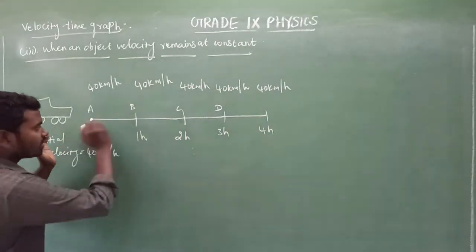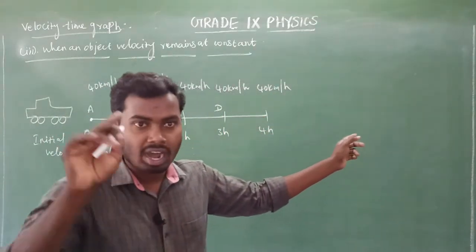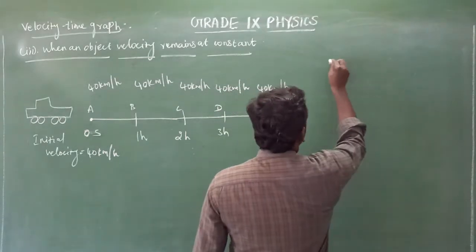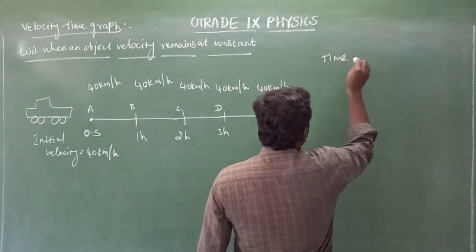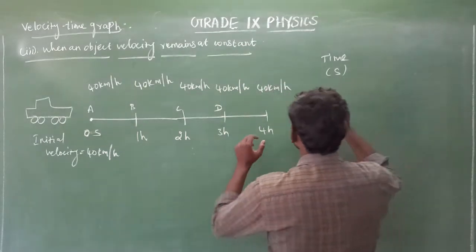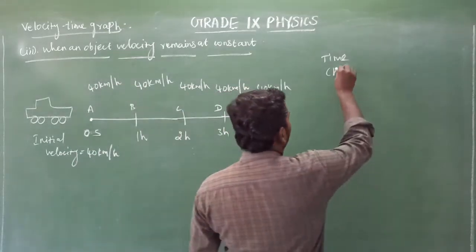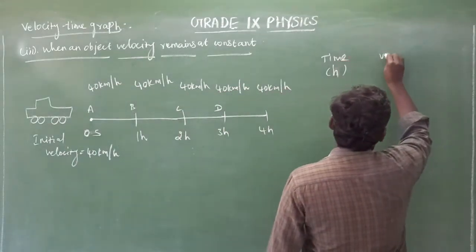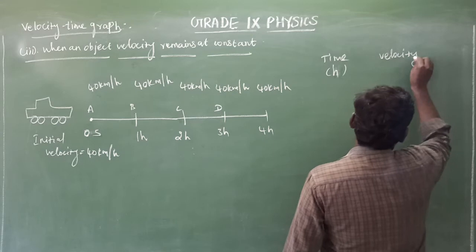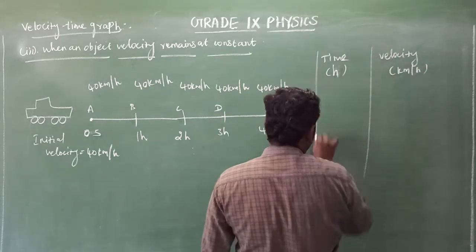So with the help of this example, I am going to make a tabular column, which means graph data. Time in seconds. Next, velocity in kilometers per hour. Sorry, time in hours here, because I have taken hours. Am I right? Yes. Time in hours. Next, velocity in kilometers per hour. Is it clear? Yes.